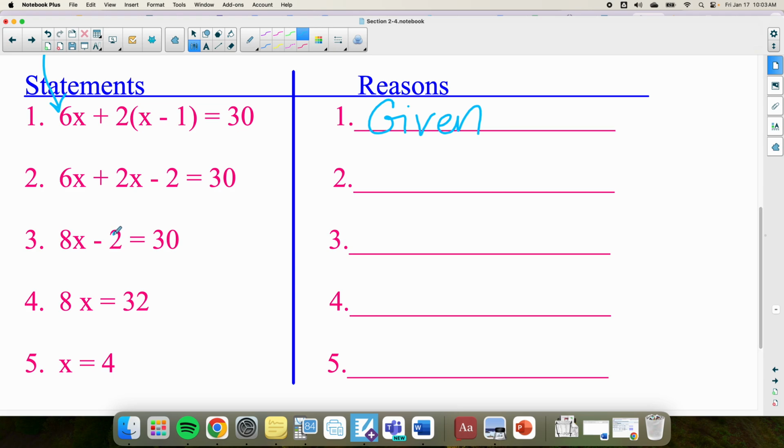They distributed that 2. So on this blank, you're going to write DIST prop. And if you guys don't see something, please let me know. Do you all see that they distributed? Is that easy? Okay.